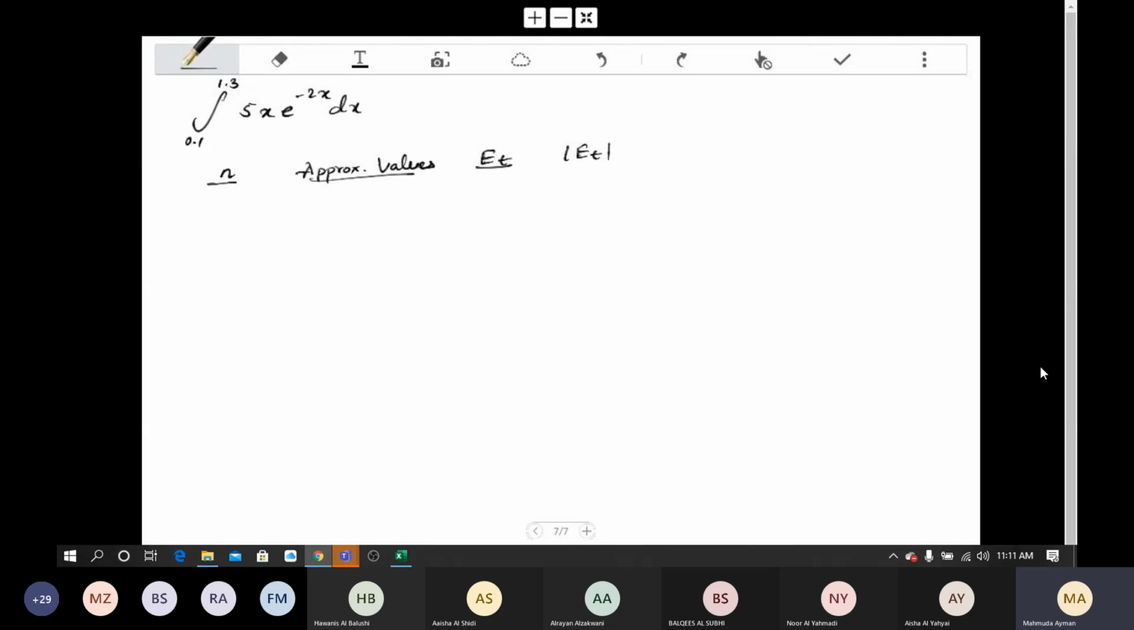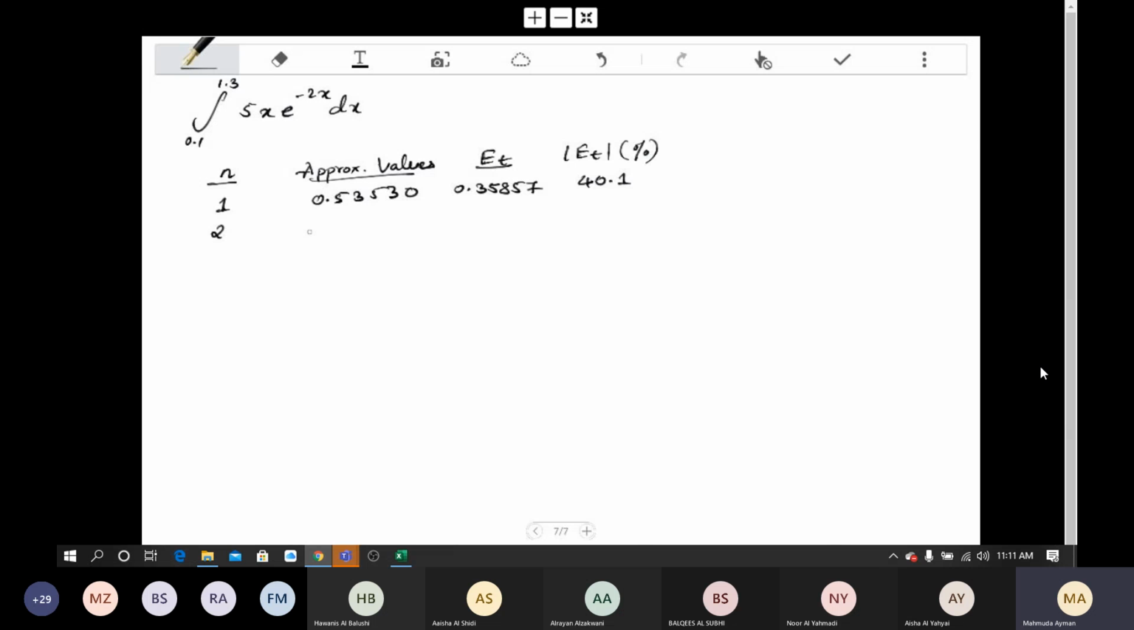So we started from one segment, and that time we got our approximated value as 0.53530, and our true error was 0.35857. And our error percentage was 40.1%. So this is in percentage.